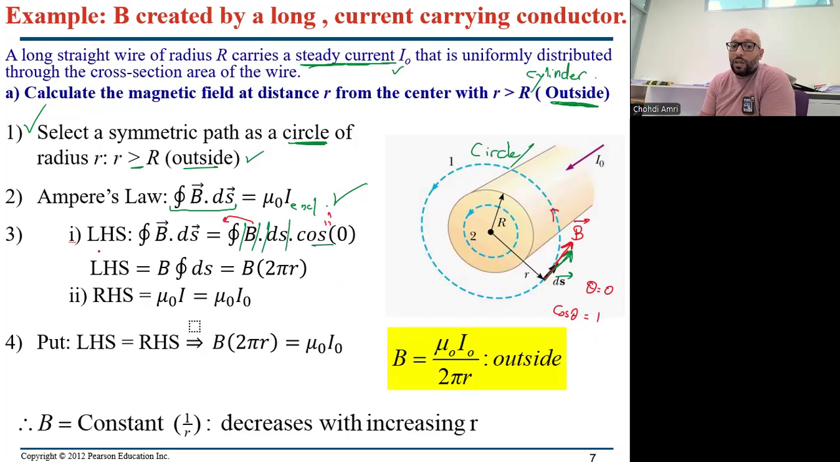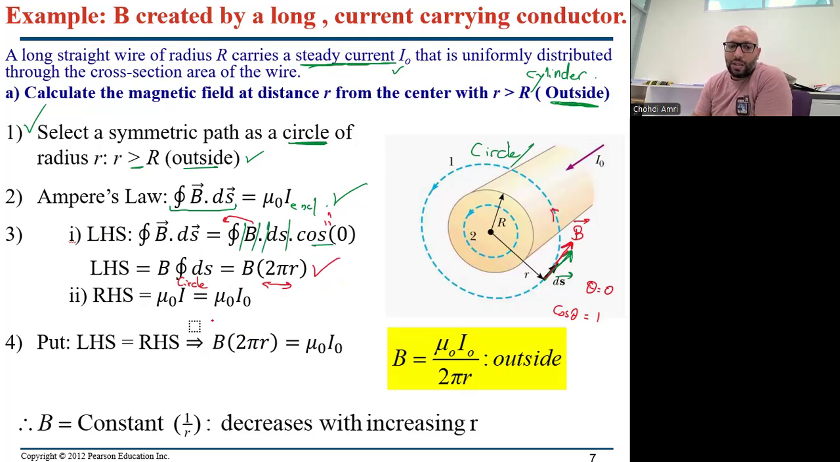And we can get the left-hand side to be equal to B multiplied by the line integral through the closed path, which is our circle, the path is the circle of ds. What will be the line integral of ds? It's going to be 2 pi r for a circle. So what will be the left-hand side? It's going to be B multiplied by 2 pi r. Done. Now let's evaluate the right-hand side.